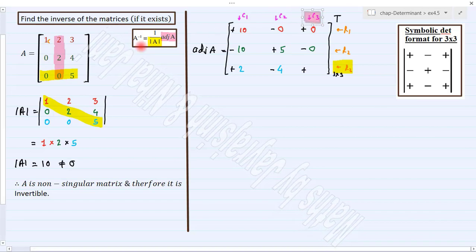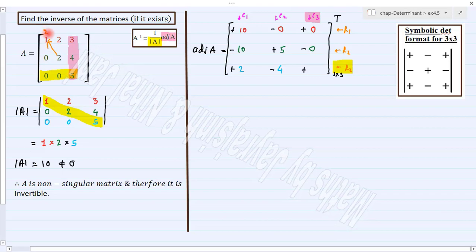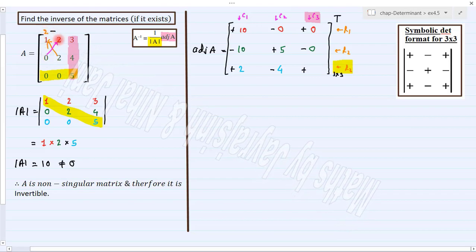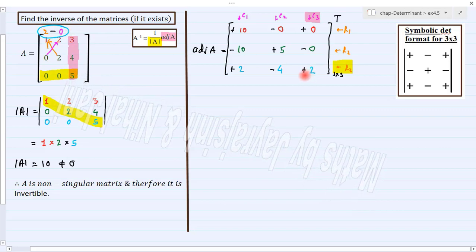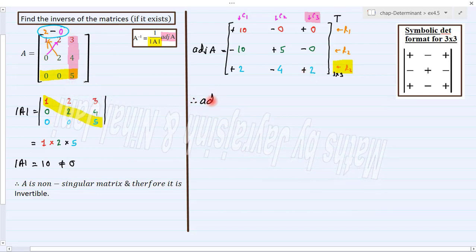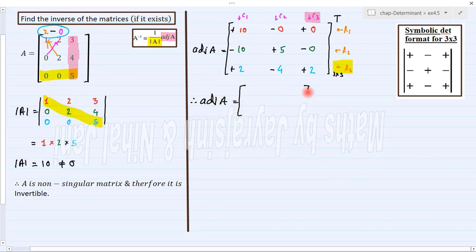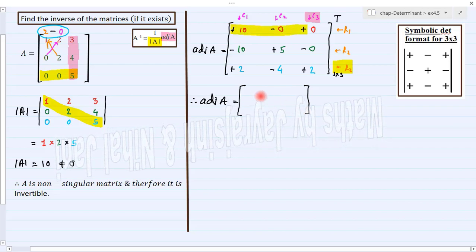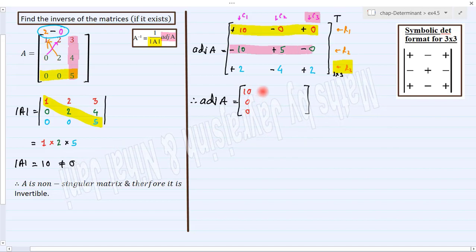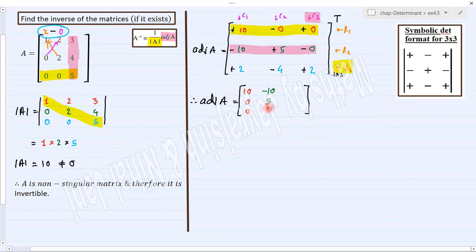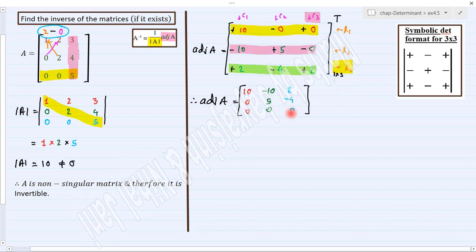And the last element is in last column. So 2 1s are 2 minus 0 2s are 0. So 2 minus 0 will give us 2. And finally, to obtain your adjoint of A, we just have to take transpose of matrix. So your first row will become your first column, then second row will become your second column, and third row will become your third column.